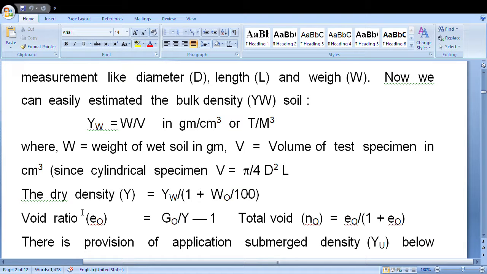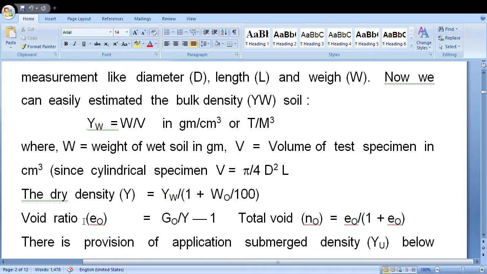The dry density is used in overburden pressure and other effective pressure above water level. This dry density is an essential parameter. It can be calculated from bulk density and soil moisture: bulk density divided by 1 plus soil moisture, not in percent. We can calculate the dry density from bulk density.